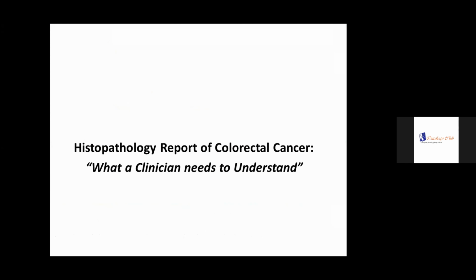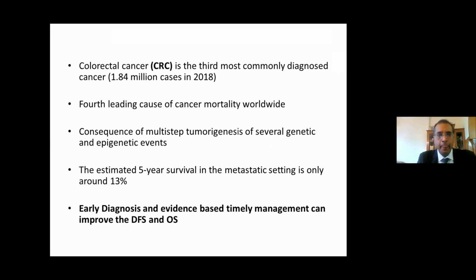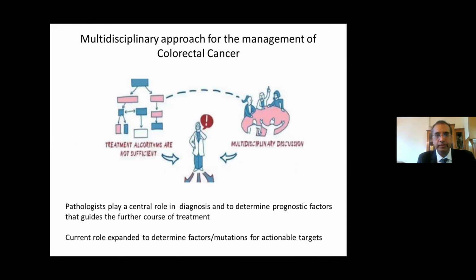So I'll be talking about the histopathology report of colorectal cancer, what a clinician needs to understand. As we all know, it's the third most commonly diagnosed cancer, with 1.84 billion cases reported in 2018, and the fourth leading cause of cancer mortality worldwide. It's a consequence of multi-step tumorigenesis of several genetic and epigenetic events. The estimated 5-year survival in the metastatic setting is only 13%. So early diagnosis and evidence-based timely management can improve disease-free survival and overall survival.